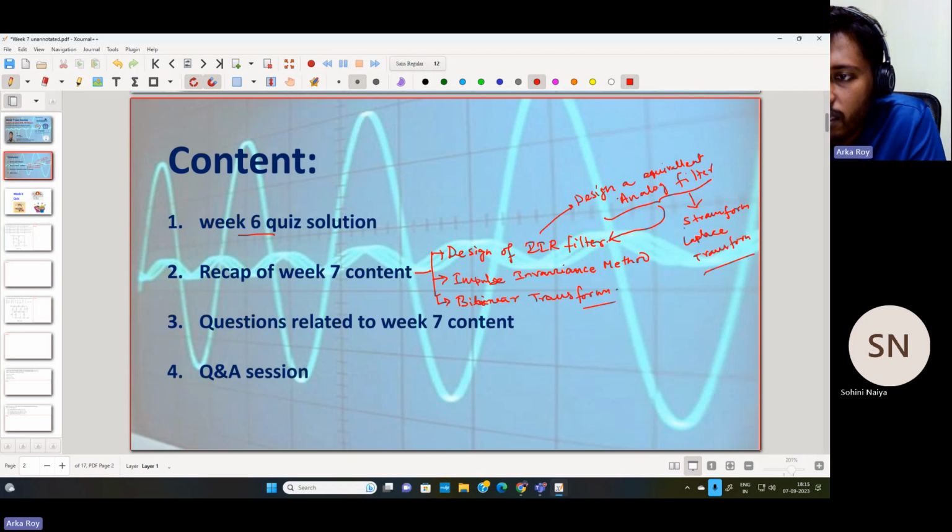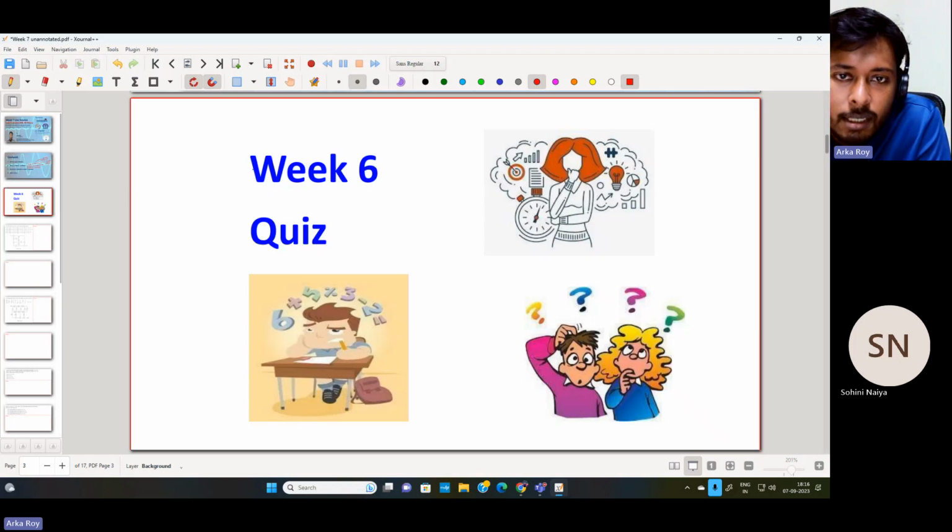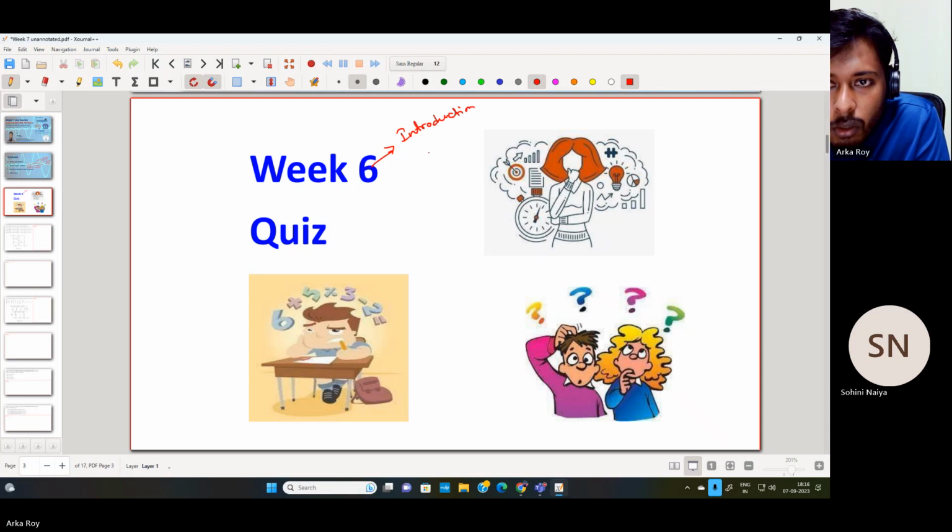We'll see these related topics also, how the Laplace transform is used to design the analog equivalent filter of that particular IIR filter. So let us start with the week 6 quiz. In week 6, the main topic was the introduction to FIR and IIR filters and their structures.